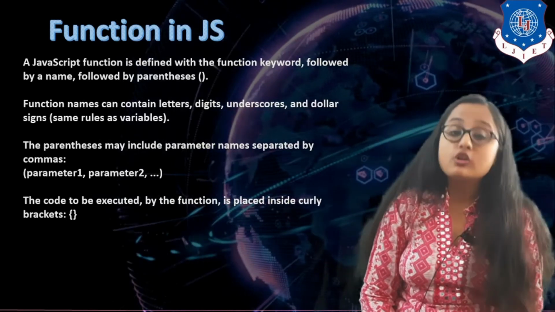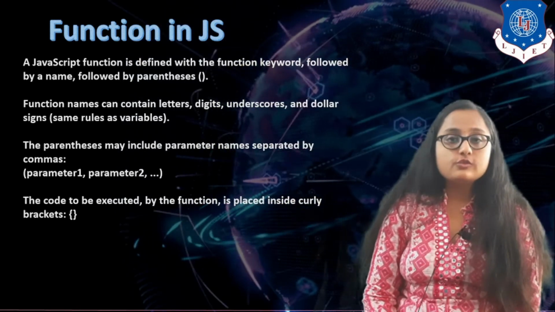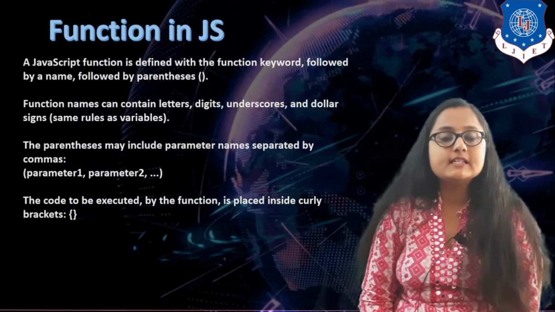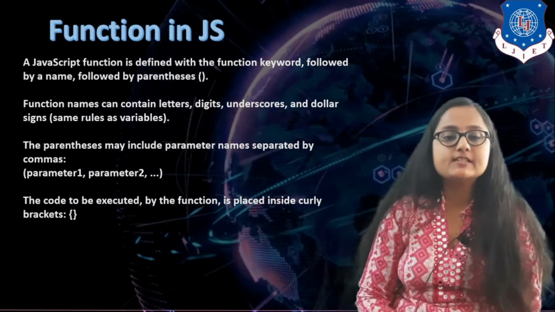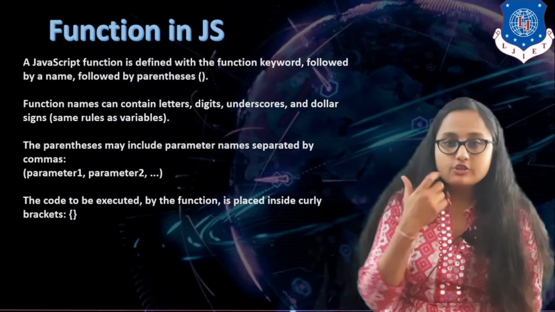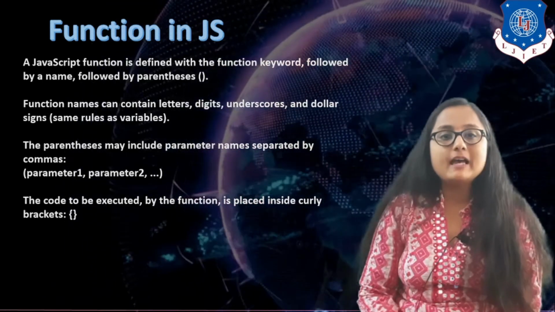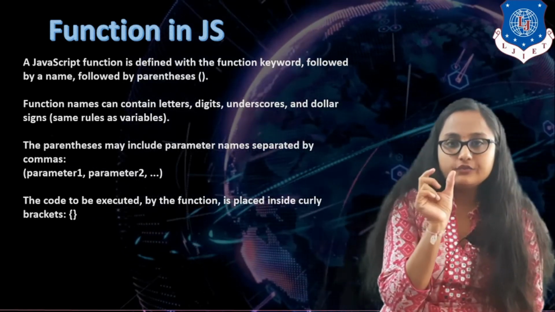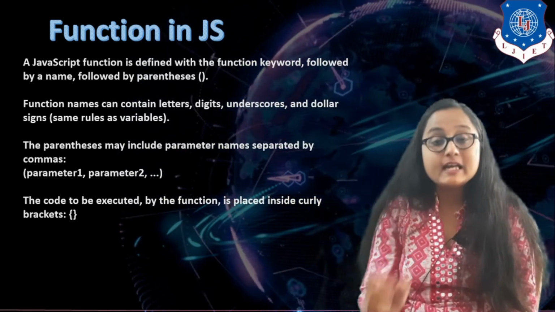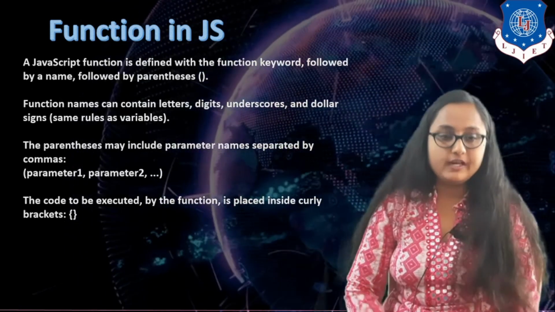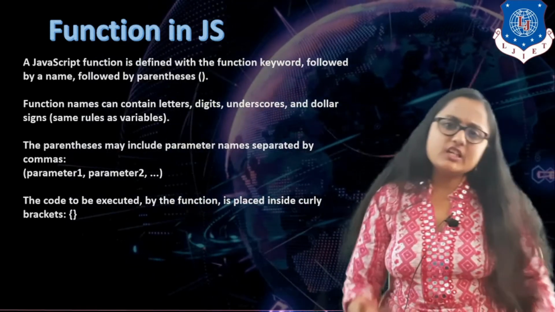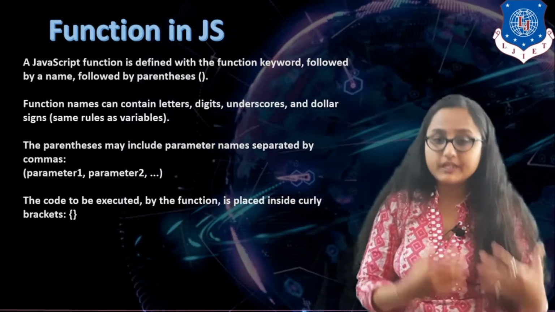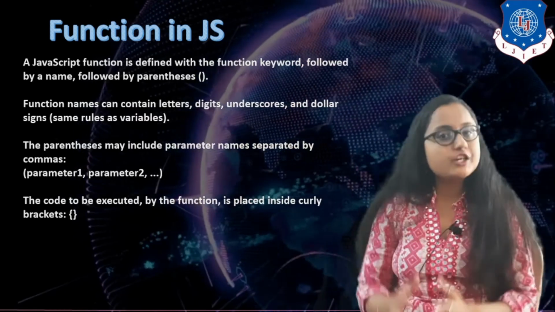Obviously, JavaScript is also a scripting language, so it allows you to declare a function. How is a function declared in JavaScript? Basically, a JavaScript function is defined with the function keyword. So you have to write function, followed by a function name. For example, my function name is calculate. So I write the keyword function, then the function name calculate, and it is followed by parentheses. Function names can contain letters, digits, underscores, dollar signs, etc. So the rules of variable names are similar to function names also.